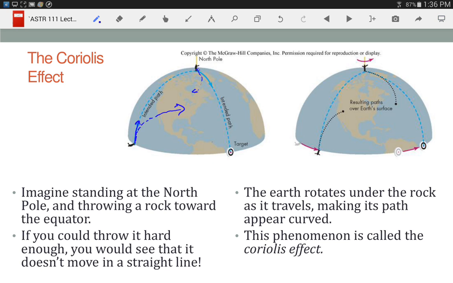Okay, why do I bring up the Coriolis effect here? We're talking about Jupiter next. It is relevant for Jupiter because Jupiter doesn't have this action going on.